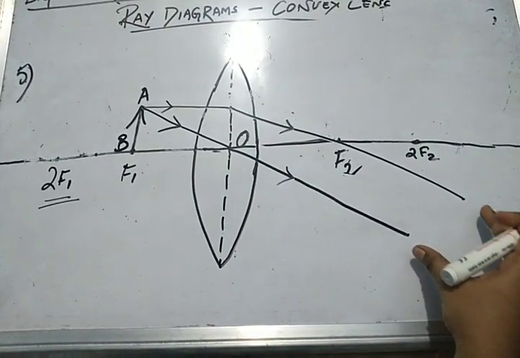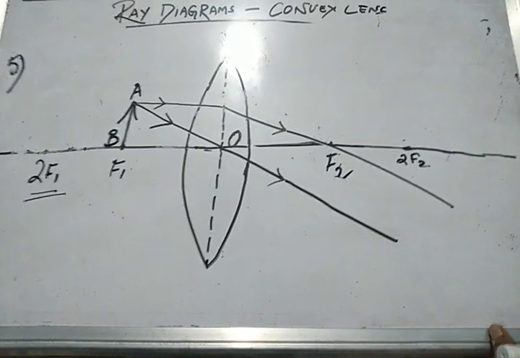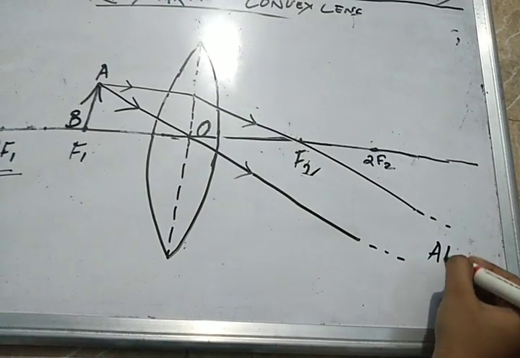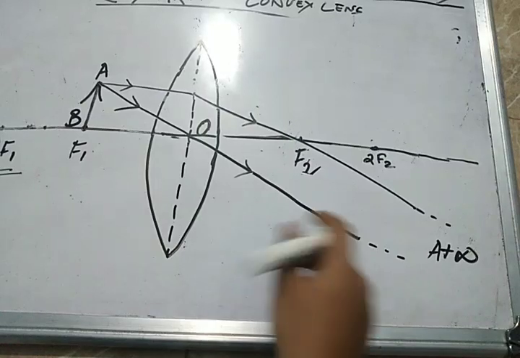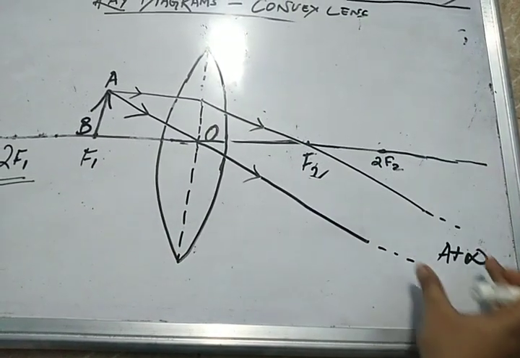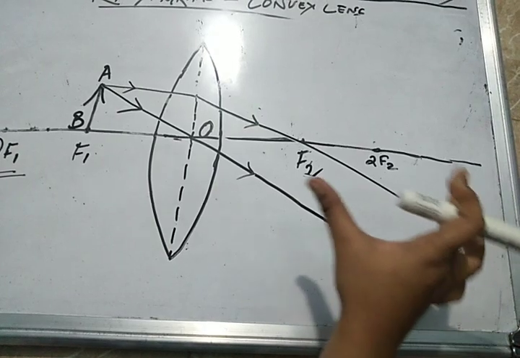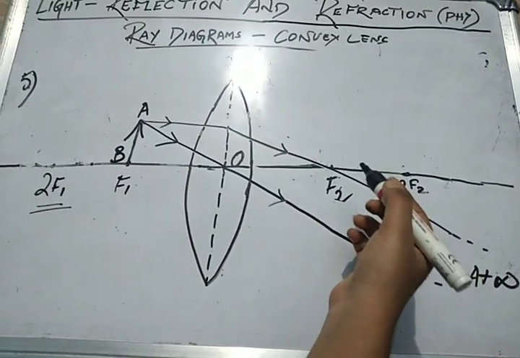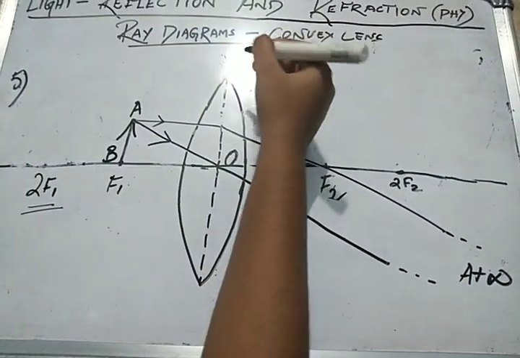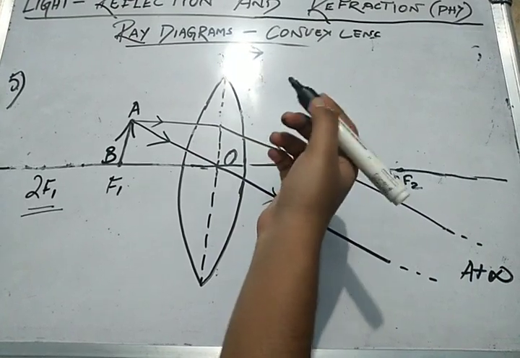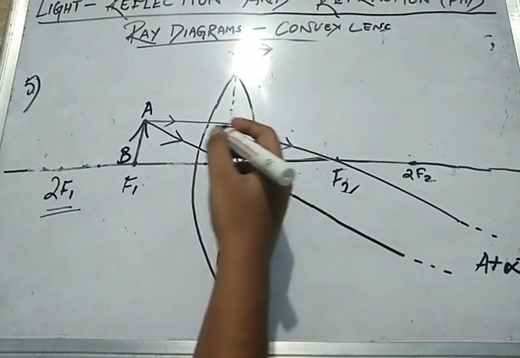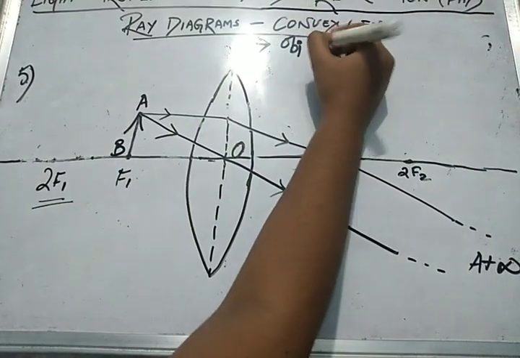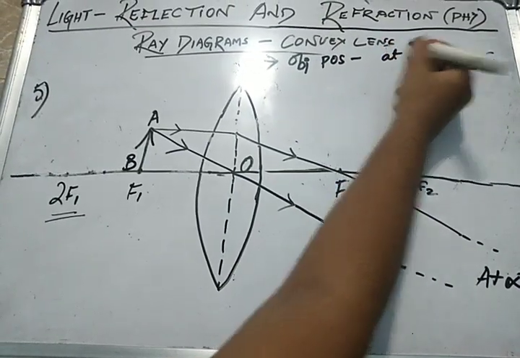Now you see that these two rays will meet somewhere at infinity. So I draw these dotted lines and write at infinity. Which means my image will not meet somewhere near on this board itself. It will meet somewhere else, somewhere at infinity. So again I write all the 4 points. Number 1, object position at F1.